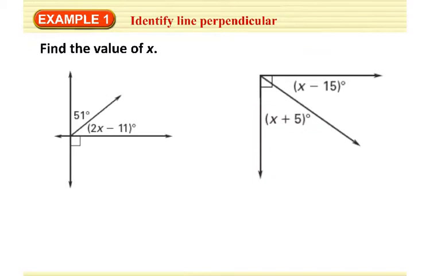Okay, again we're going to be finding the value of x, and this first one that we're looking at on this page, we're still going to be using theorem 3.9. If we know that these two lines intersect each other and you have a right angle right here, then they're perpendicular, meaning all four angles are right angles. And these two angles should add up to 90 degrees, and that's part of theorem 3.10.